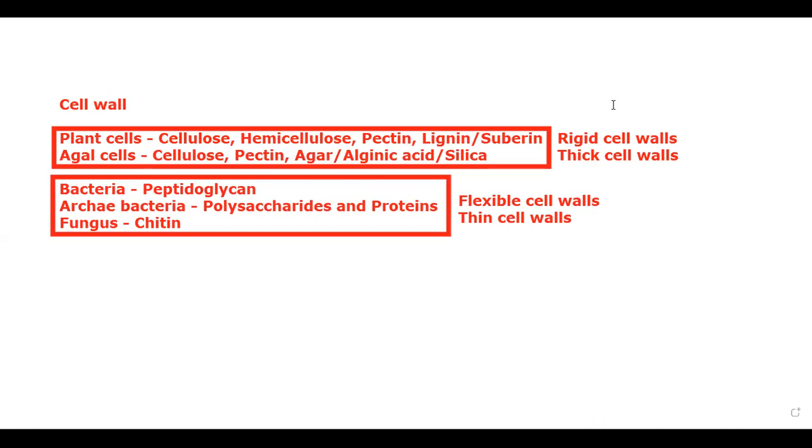What are the organisms having rigid, thick cell walls? Plants and algae. Flexible, thin cell walls? Bacteria, archaebacteria, and fungi. Are you clear? Yes. Right. Please take a white sheet and mark these details.